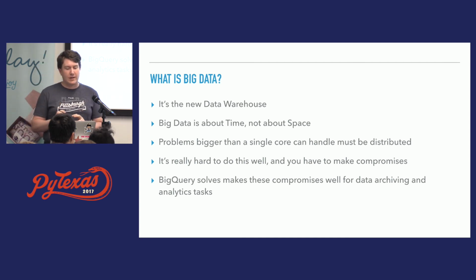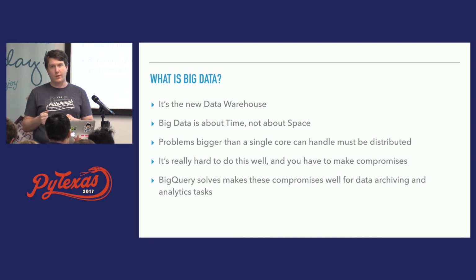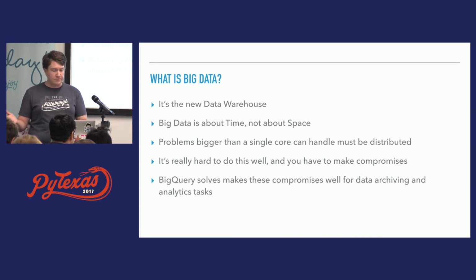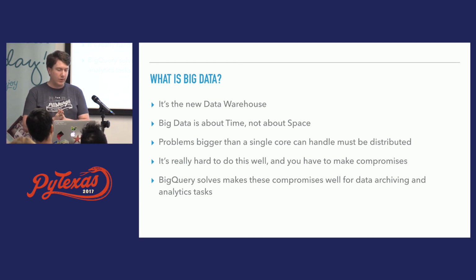So big data is really about time, not about space. You need 64 processors because these jobs are too heavy to execute on one core. So you need to be able to distribute the workloads across a lot of machines. And it's really hard to do this well. You have to make compromises. There's no solution that you can run on one core that will solve all the problems. And BigQuery solves these really well for data archiving and analytics tasks, which is what we're going to talk about today.